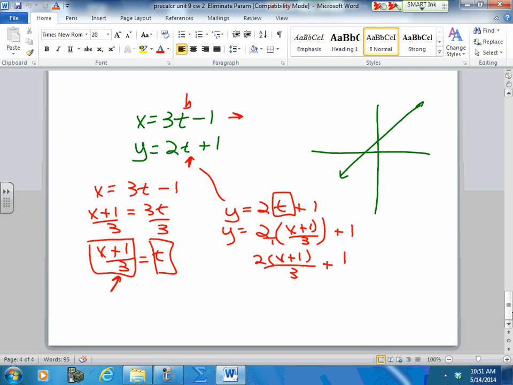Now, make this into one denominator. So what is your common denominator here? Between 1 and 3, I need 3, right? So my numerator stays the same. This was a 1, so I need to multiply my numerator by 3. Now, I'm going to combine my numerator. I'm going to distribute this guy.